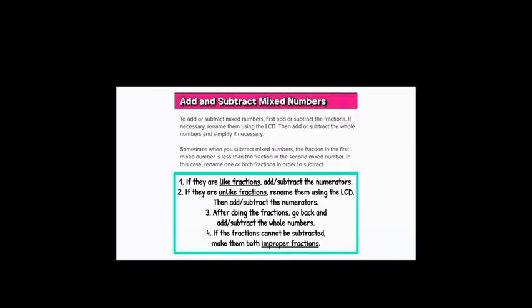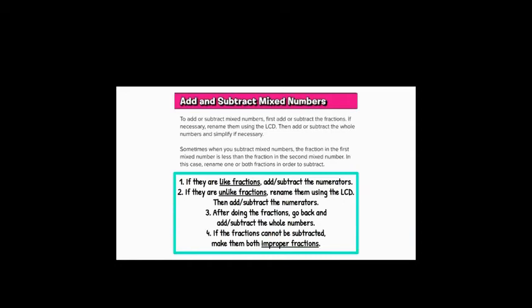To add or subtract mixed numbers, first add or subtract the fractions. So if necessary, rename them using the LCD like we just did, then add or subtract the whole numbers and simplify if necessary. Sometimes when you subtract mixed numbers, the fraction in the first number is less than the fraction in the second mixed number. In this case, rename one or both fractions in order to subtract.